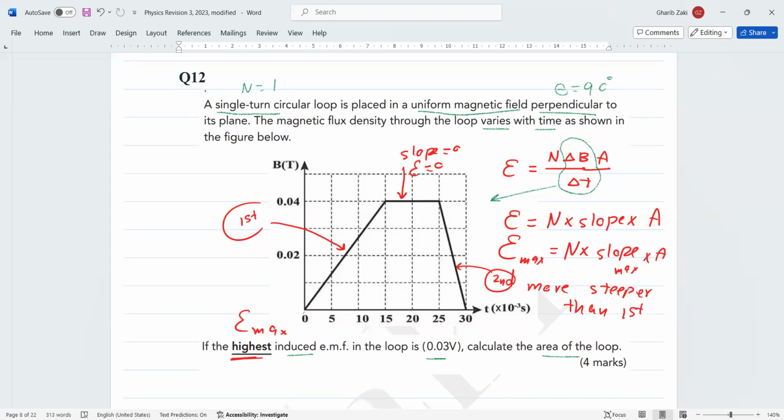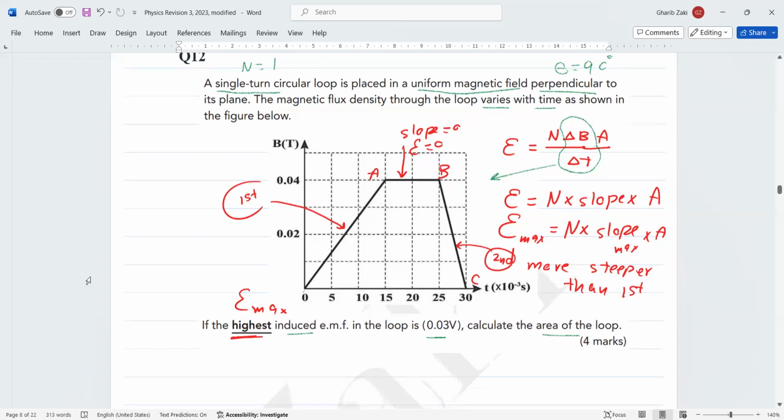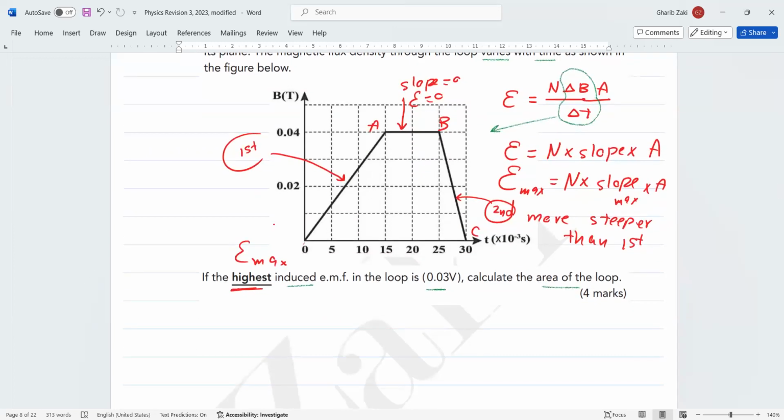For example, if we label O, A, B, C, we find the slope of BC. Now, what is the slope of BC? Why do we use BC? Because it is steeper than OA. So the slope of BC, which is steeper, equals y2 minus y1 over x2 minus x1. Can you see here? All the vertical change over horizontal change.